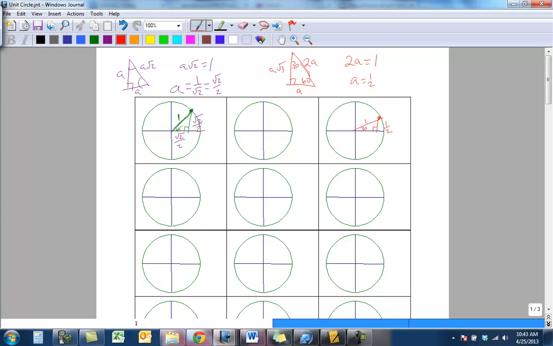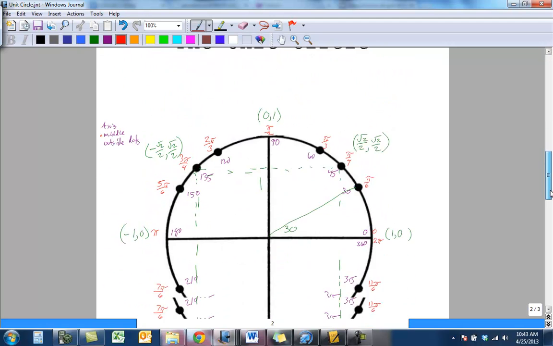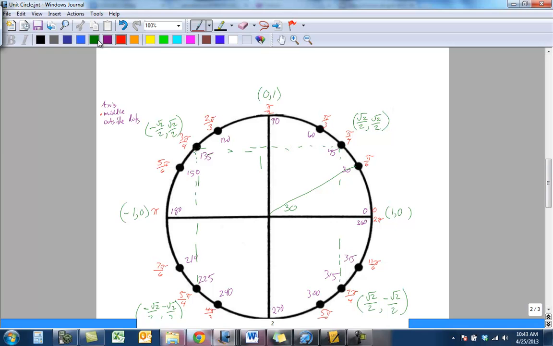Opposite to 30 is A. And opposite to 60 is whatever A is times √3, or another way to say that is √3 divided by 2, half of √3. So the coordinates of this point are √3/2 this way and 1/2 up. All right, so let's come back here. The coordinates of this point here are √3/2 over and 1/2 up.